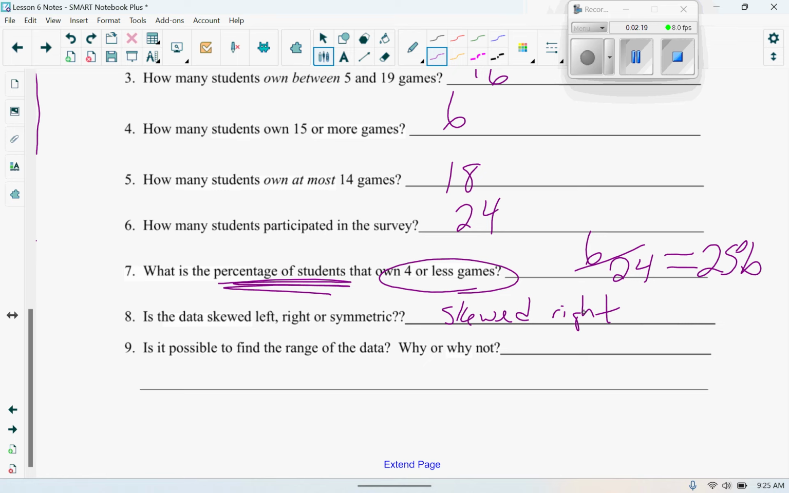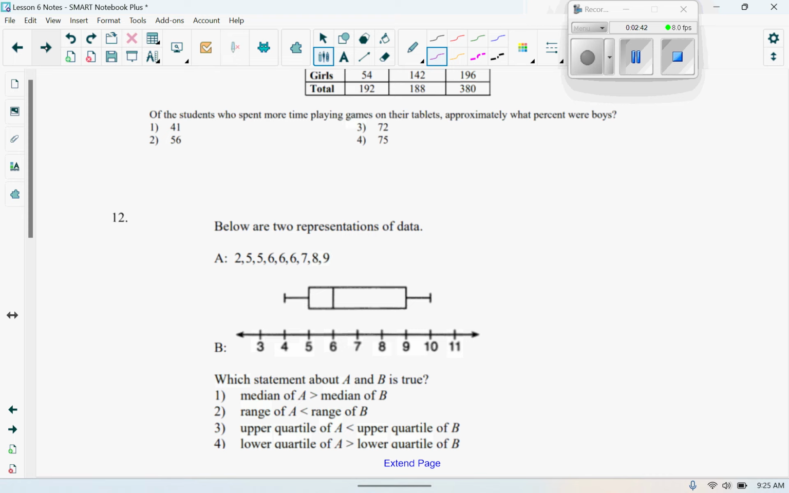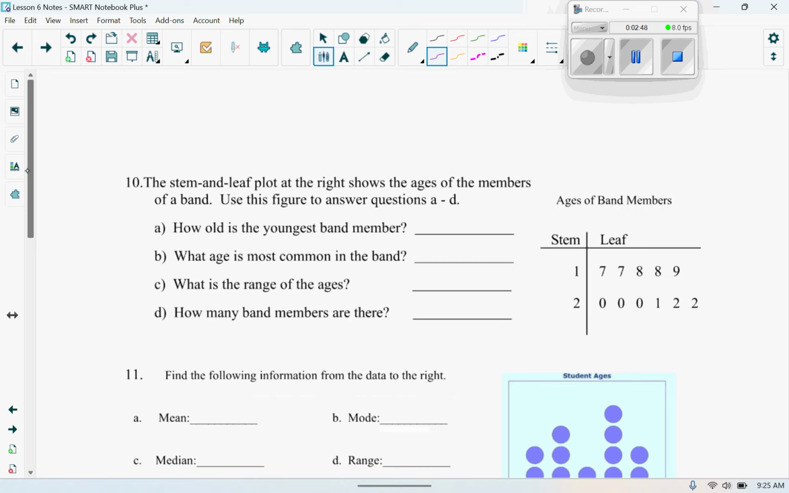Okay, and then is it possible to find the range of the data? It's not, because we have those categories, and we don't know the maximum or minimum. And so therefore we can't find the range. Okay, let's go to the next group of questions.